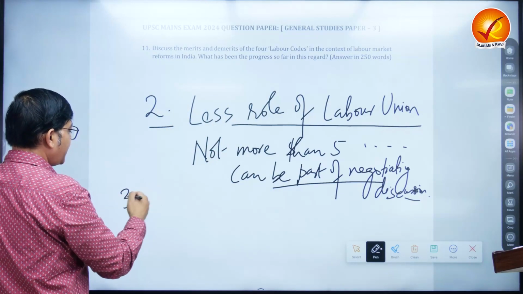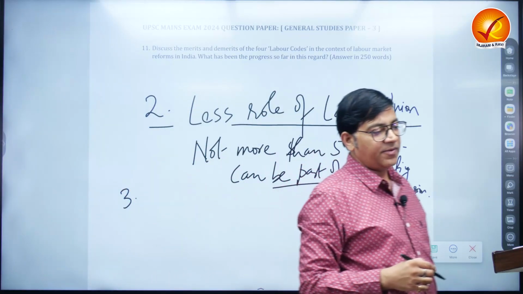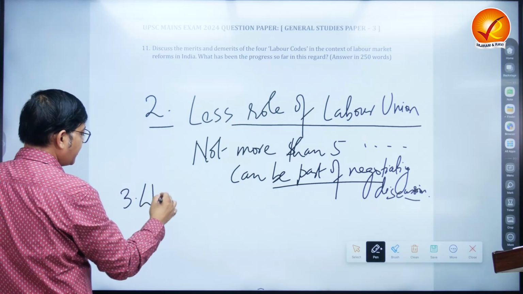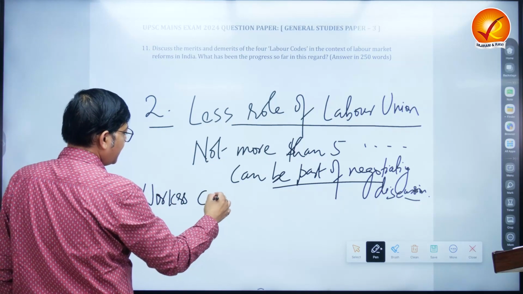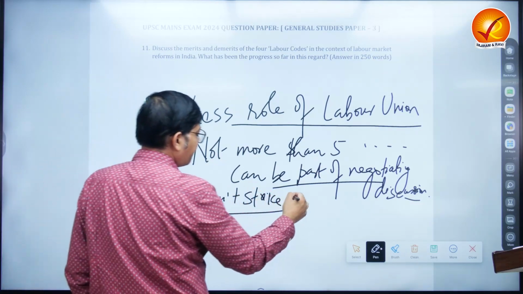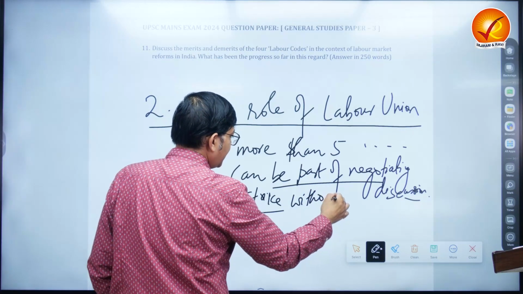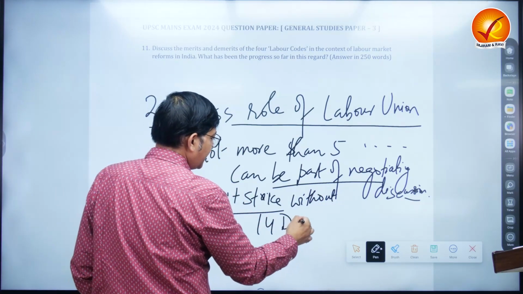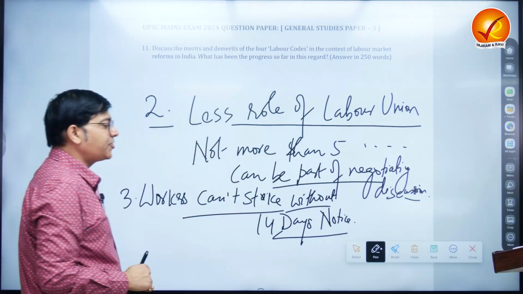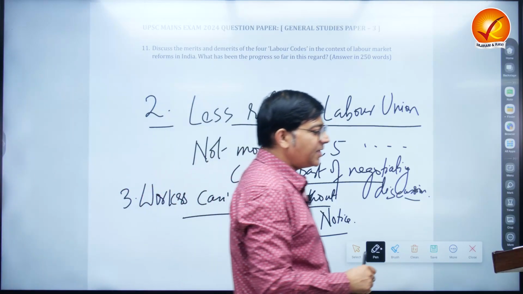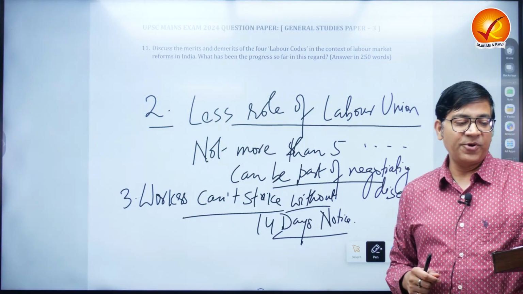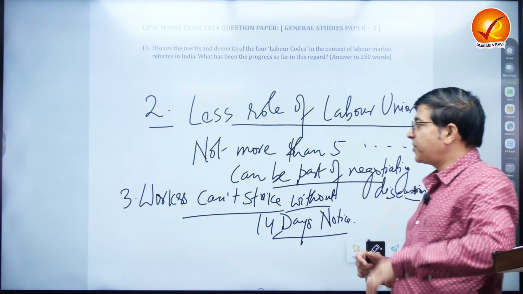You can then talk about the lack of freedom being given to go on strike. Workers can't strike without 40 days notice. I know you will say that, shouldn't it be taken as a good thing? Depends on how we look at it. If strikes are being deliberately done to stall the work, possibly that may be a good feature, but somewhere or the other, the ability of workers to go on strike or contest the employer's decision is problematic.